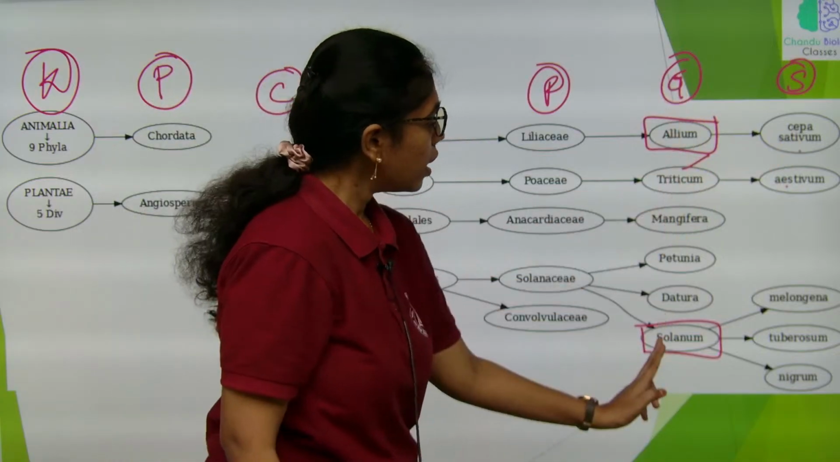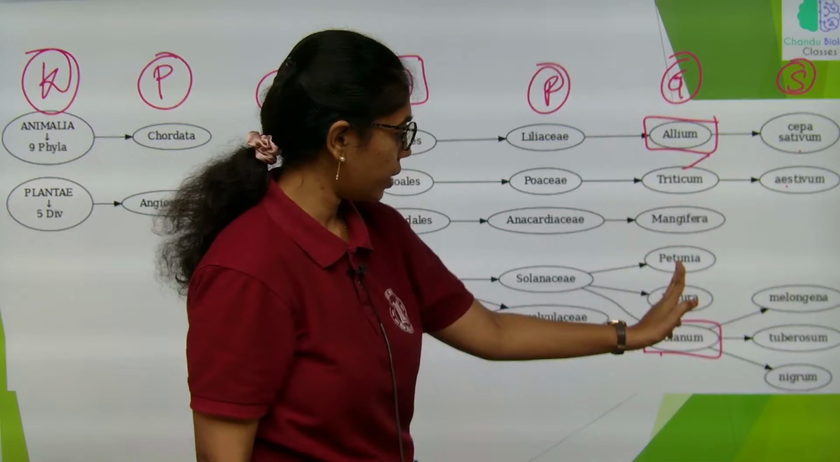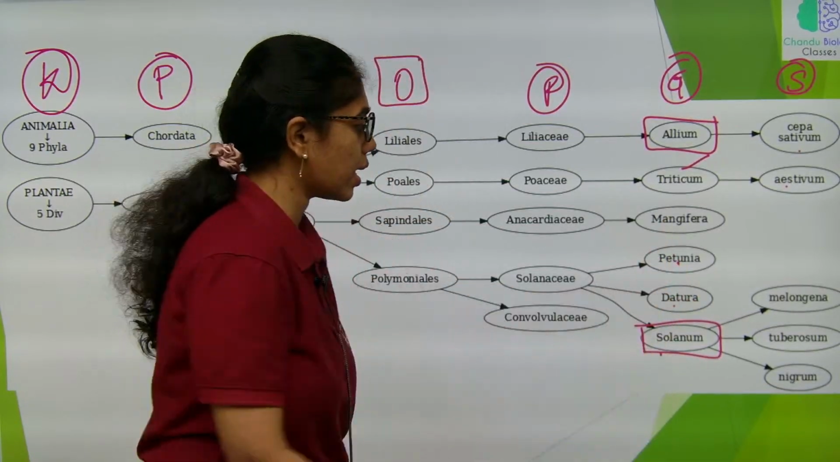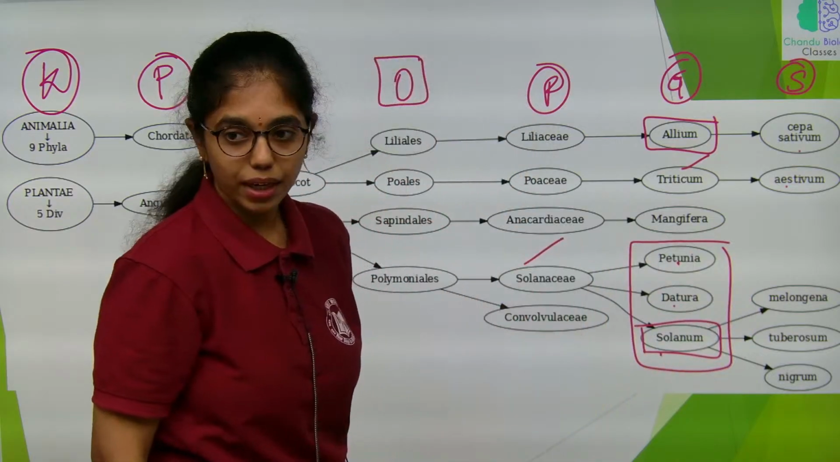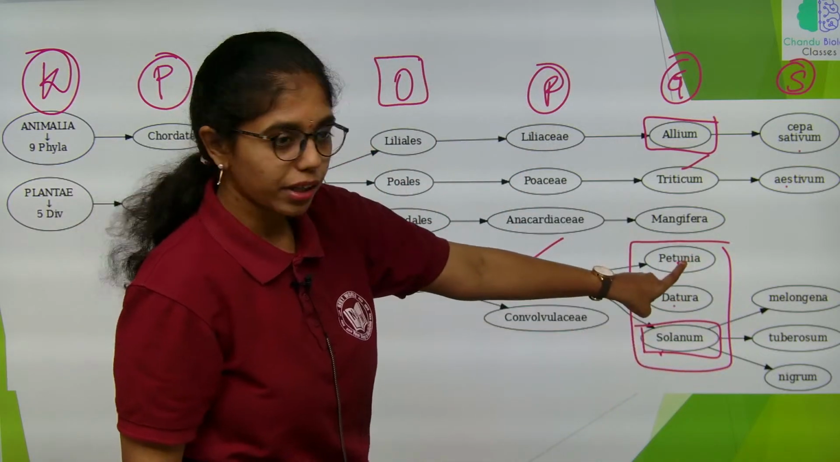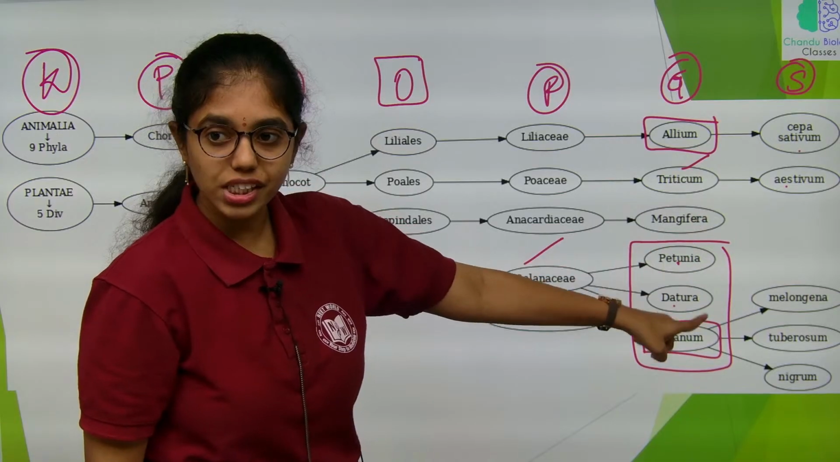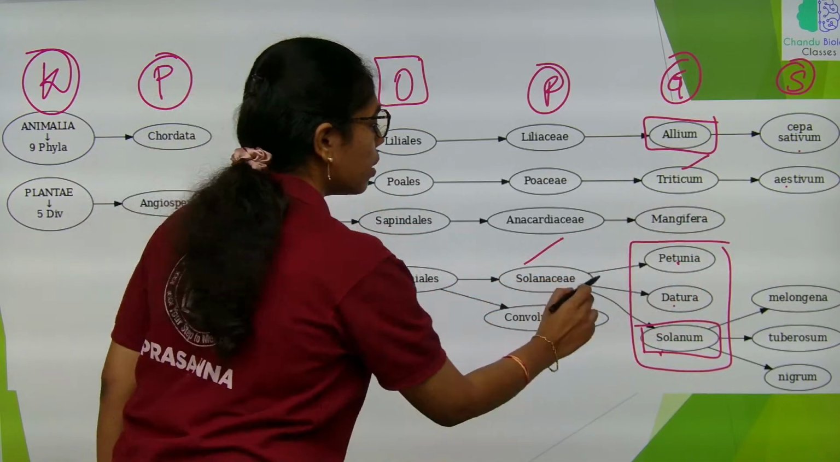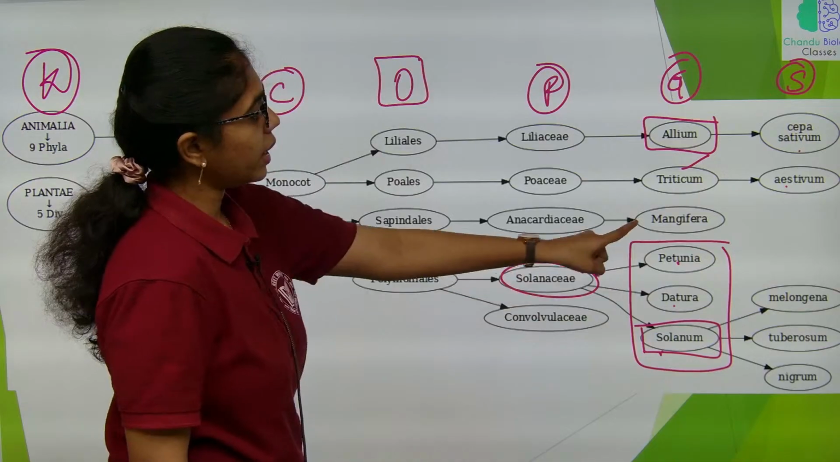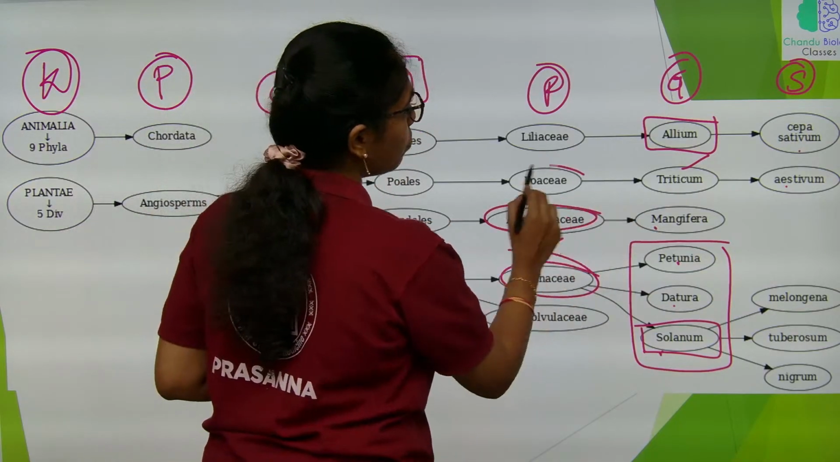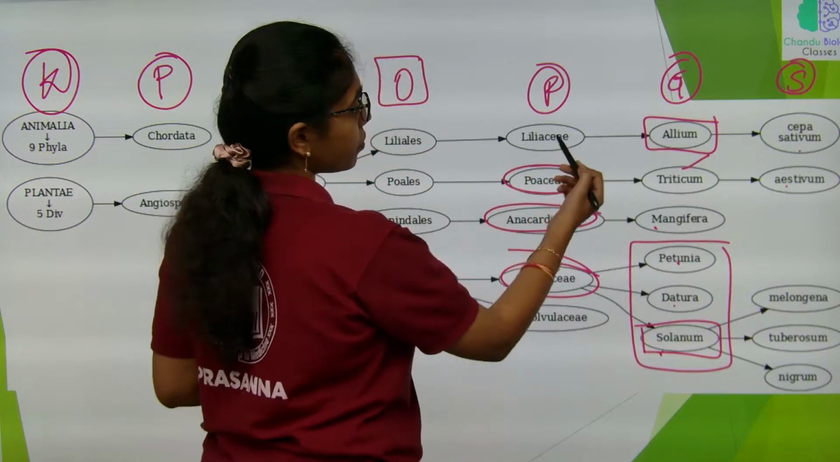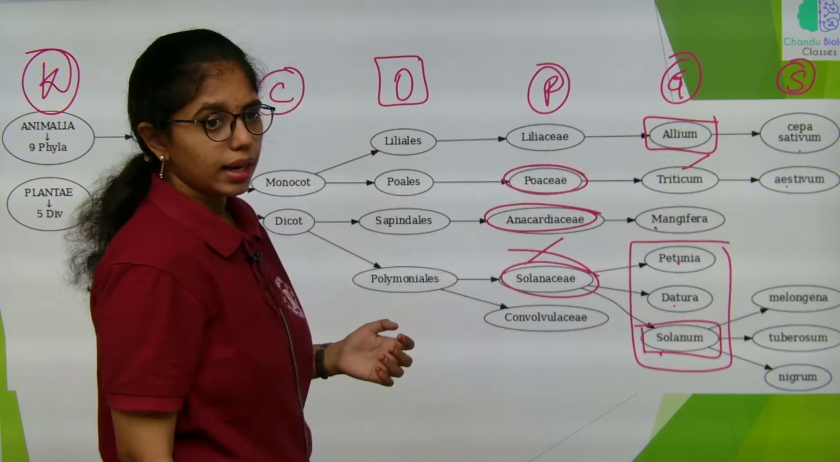Now, here Solanum, Datura and Petunia, three genera, belong to the same family, that is Solanaceae. That means Solanum, Datura and Petunia share common vegetative and floral characters of Solanaceae. And then Mangifera belongs to the family Anacardiaceae, Triticum belongs to Poaceae and Allium belongs to Liliaceae.